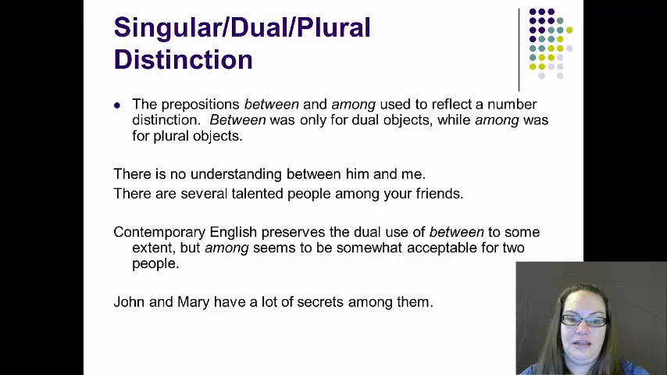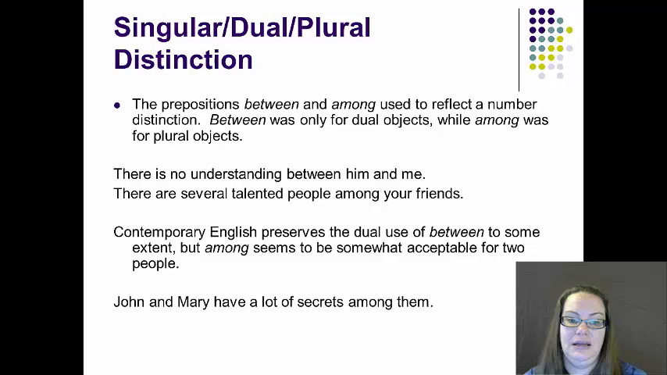So another one of those is between and among. Okay? Between and among is used to reflect a number distinction. Between was supposed to only be for dual objects, while among was for plural objects. So there is no understanding between him and me. Notice the objective use of me because it comes after the preposition between, okay? Instead of the subjective I, okay? Which sometimes we hypercorrect and say there is no understanding between he and I. Which is grammatically incorrect according to prescriptivists.